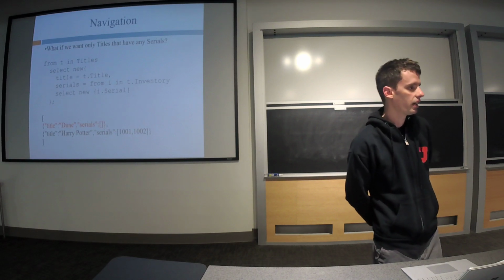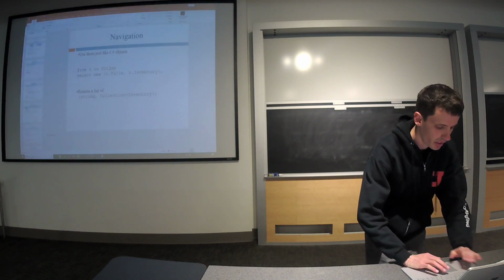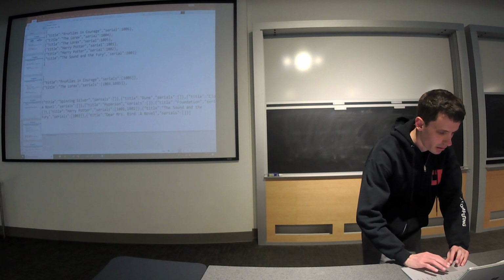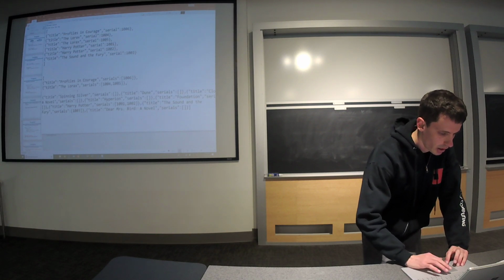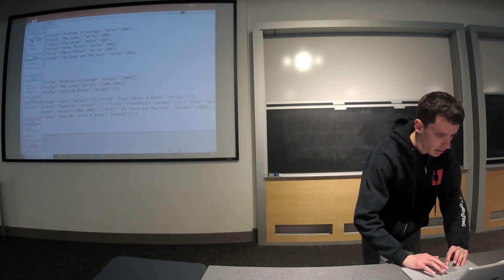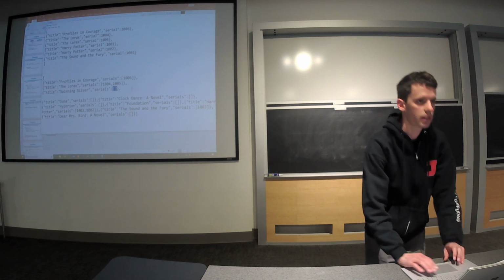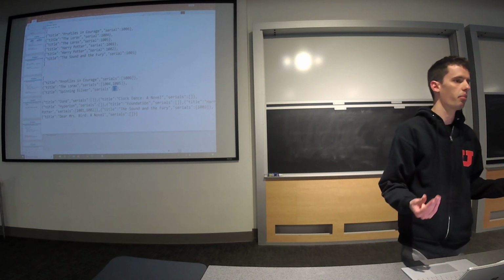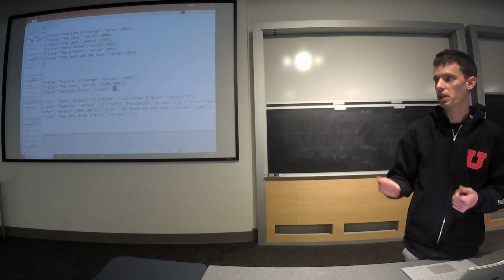Okay, finally, let's look at what we got out of that query. So those first two look good. Here's one, Spinning Silver, where it has an empty array of serials, which is correct. My library doesn't have any copies of the book, but it is a book.